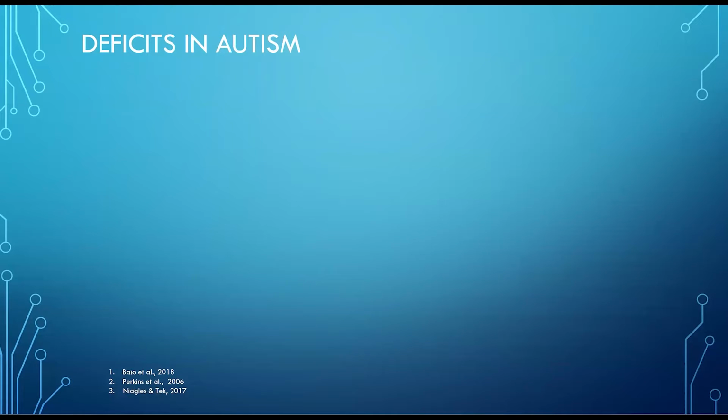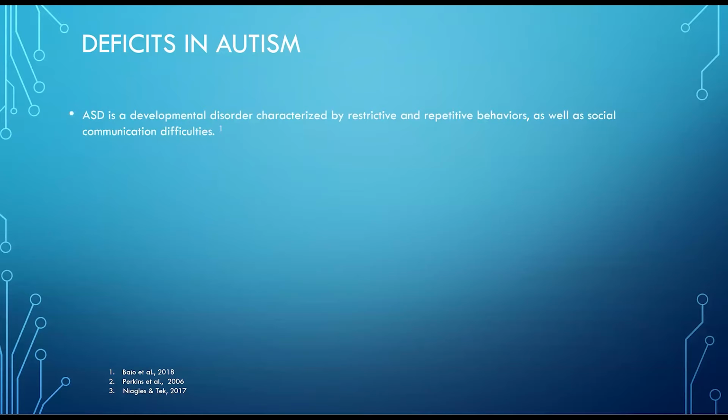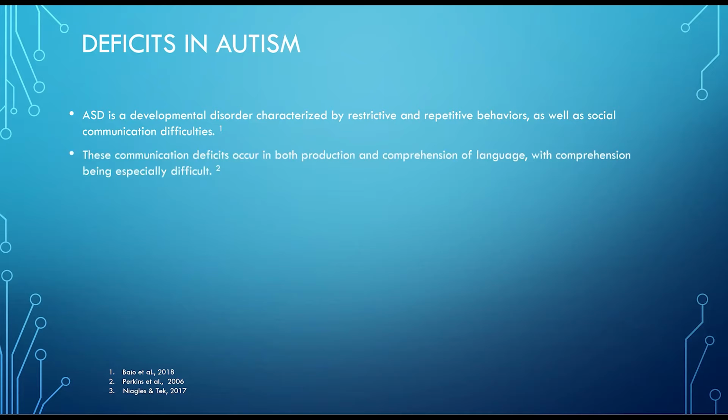I will start out by introducing you to some of the behavioral and communication difficulties that individuals with autism encounter. Broadly, ASD is characterized by restrictive and repetitive behaviors, as well as social communication difficulties. Although these communication deficits occur in language production and comprehension, comprehending language is especially difficult for this population. To better understand language deficits in autism, recent literature has been investigating semantics, or the comprehension of word meaning, as a contributing factor.